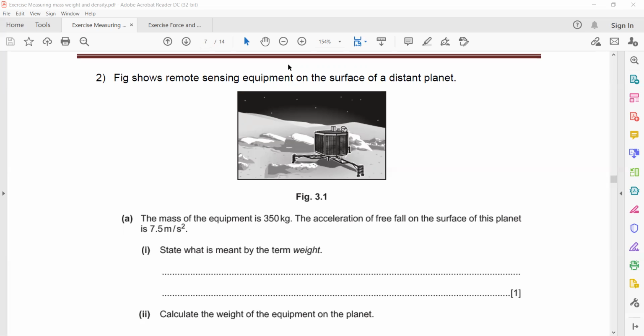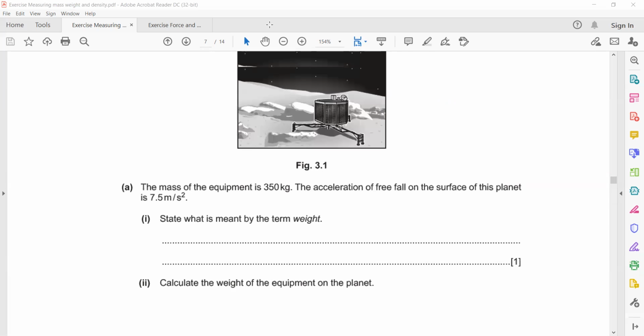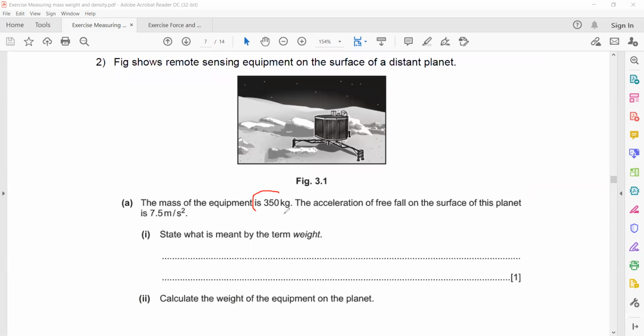The mass of the equipment is 350. So the equipment mass is 350. The acceleration of free fall on the surface of the planet is 7.6. What is meant by the term weight? So what is the definition of the weight? How do we define weight?